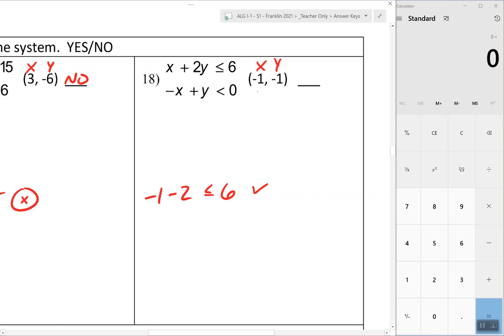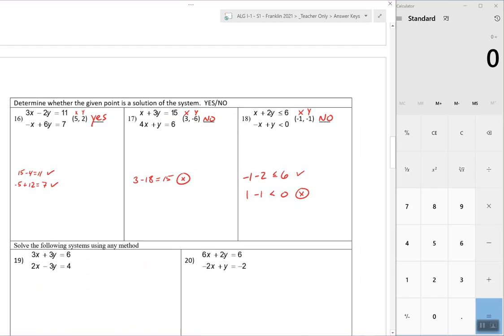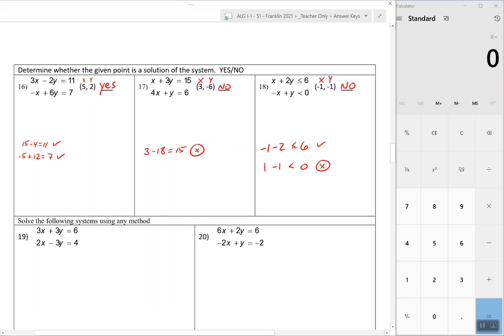And then we have negative 1, which is positive 1, minus 1. Is that less than 0? No, that is equal to 0, but not less than 0. So this is also not a solution. So that's how I would go about determining those problems. Just plug in x and y and see if it makes the inequality or the equation true, and do that for both in the system.